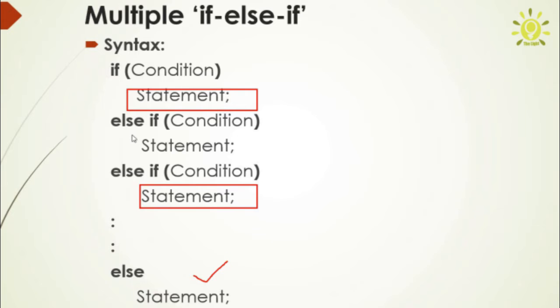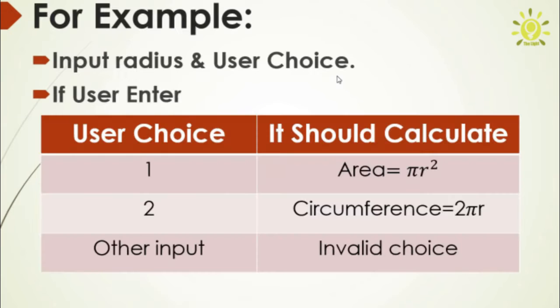So guys, here take an example. Take the radius as input from the user, and it depends on the user's choice. If the user enters 1, it should calculate and display the area of the circle on the screen. If the user enters 2, it should calculate the circumference of the circle and display it on the screen. If the user enters any other value, it should display invalid choice.